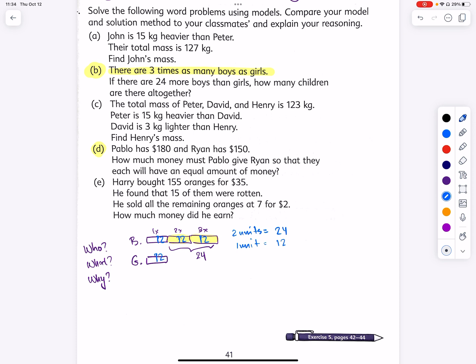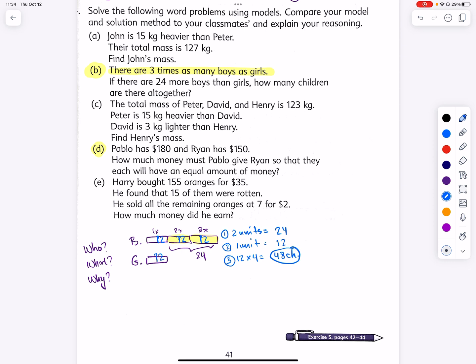How many children are there altogether? Well, let's look. We have 1, 2, 3, 4 units. So 12 times 4, we have 48 children. We have 1 step, 2 steps, 3 steps. Again, I suggest you friends label your steps.